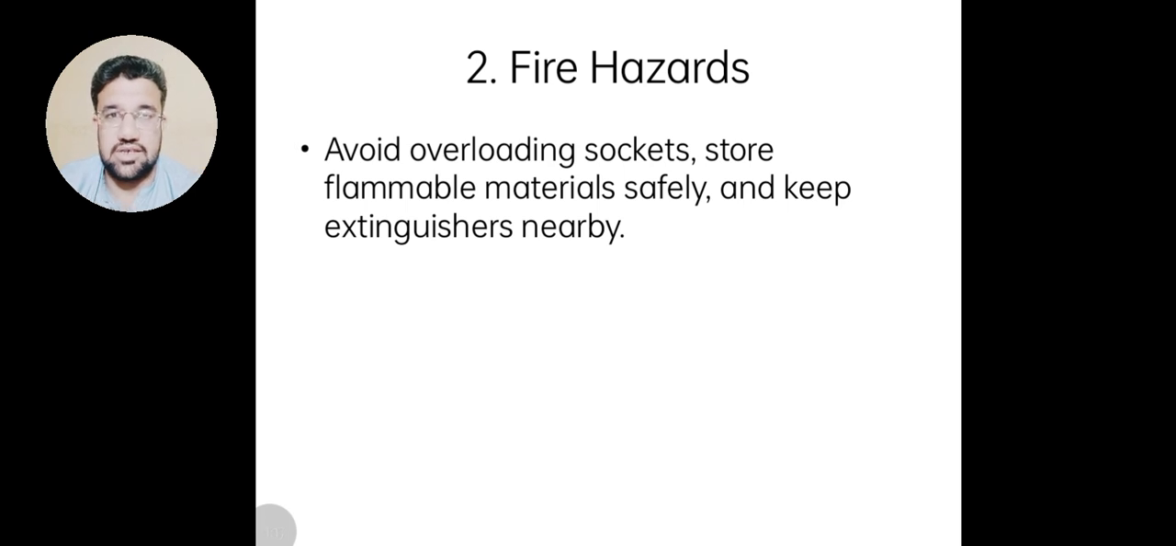Second is fire hazards. Avoid overloading sockets, store flammable materials safely, and keep extinguishers nearby. Whenever you start work involving fire hazards, you must have a work permit. Secondly, ensure extinguishers are there and flammable materials are safe. If there are flammable materials, you have to cover them with a fire blanket.